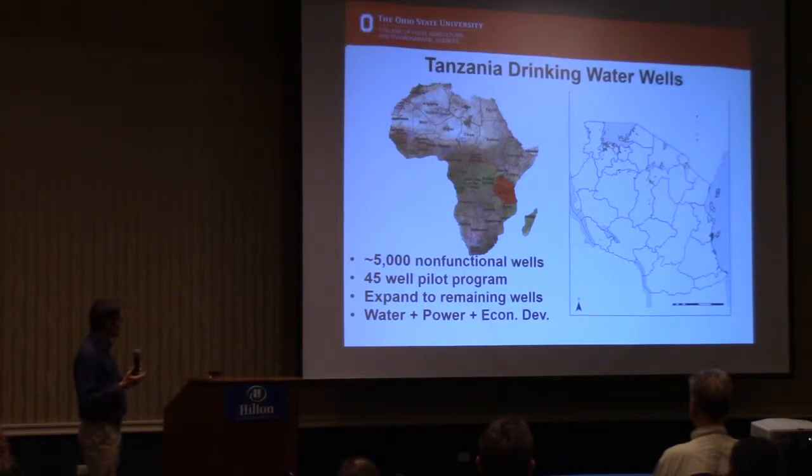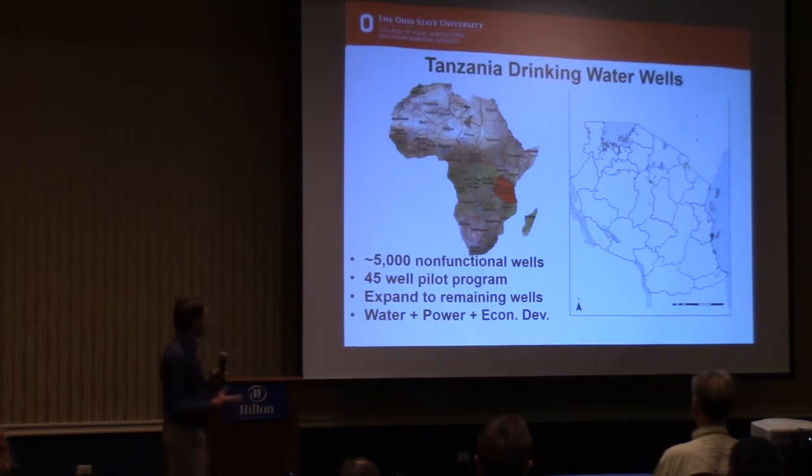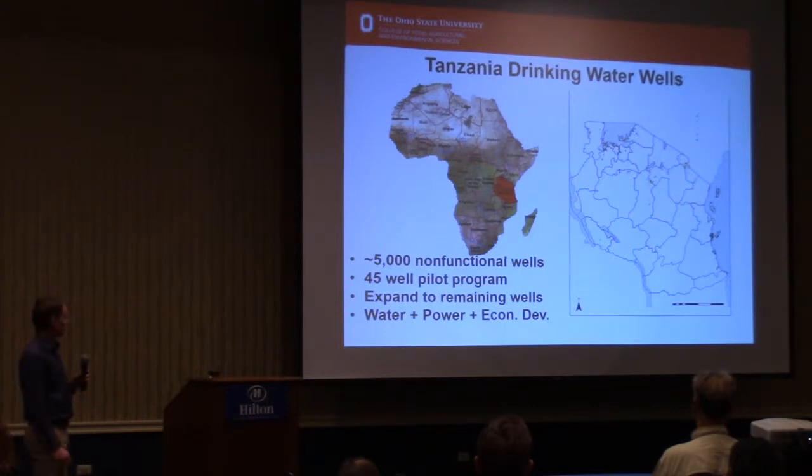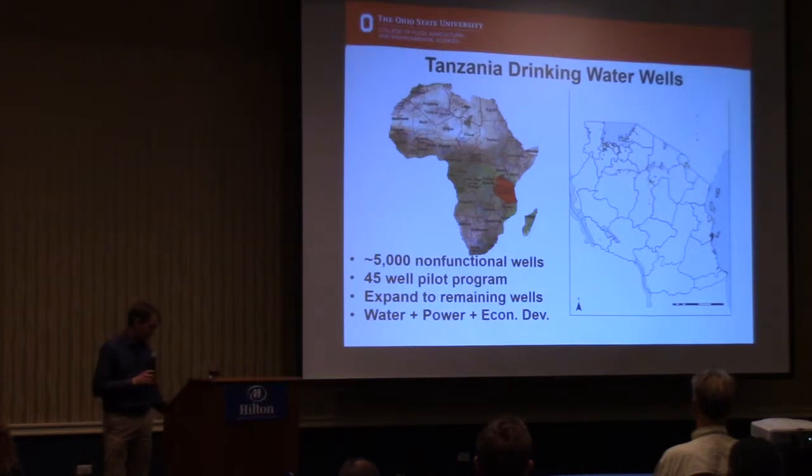So we've started with 45 wells. You can see those, I hope, on the right-hand side. Those are the 45 wells we're going to initially start with. And then we eventually want to expand to the remaining wells. And in the future, we'd like to move on from water to power and economic development, but water is our entry here.